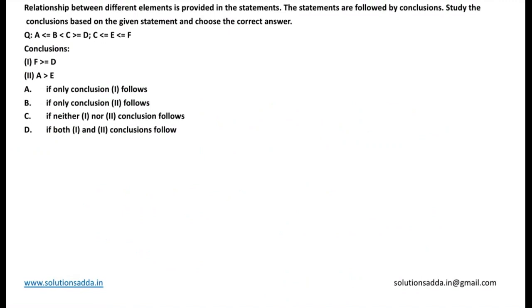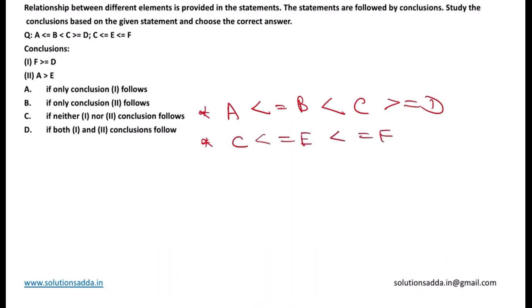This is a question from logical reasoning. Here we are given a few statements and the relationship between different elements of the statement is provided. The statement is followed by two conclusions and we need to figure out which of the conclusions follows from the given statement. So the given statement to us is A less than equal to B less than C greater than equal to D. This is the first statement. Second statement is C less than equal to E less than equal to F.